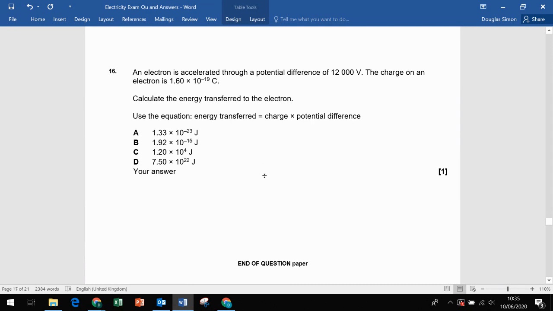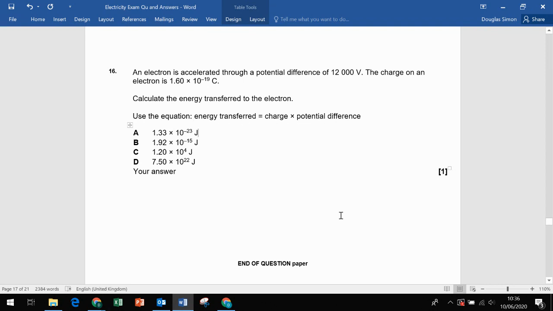Okay, final question. An electron is accelerated through a potential difference of 12,000 volts. The charge on an electron is 1.6 times 10 to the minus 19 coulombs. Calculate the energy transferred to the electron. Now, they've tried to confuse you here by talking about a situation that you might not have looked at, but all you need to remember is this basic formula, which comes from the definition of potential difference.